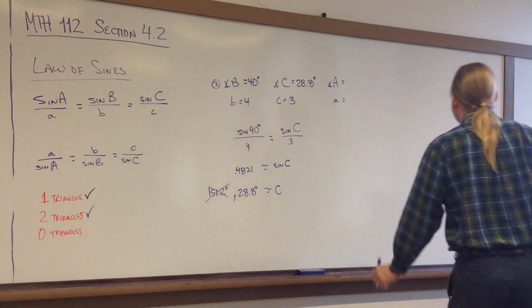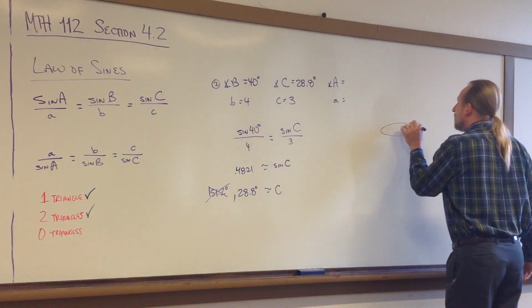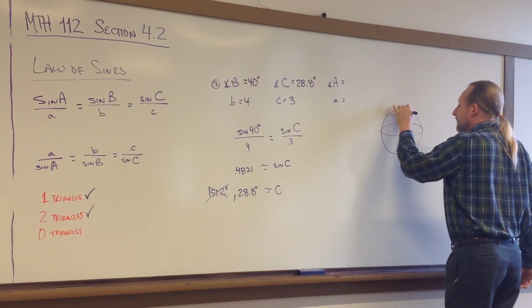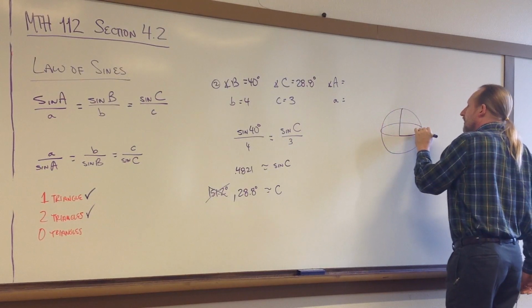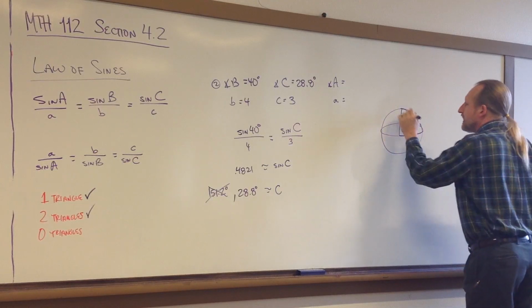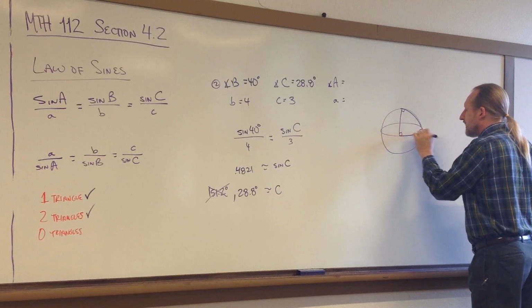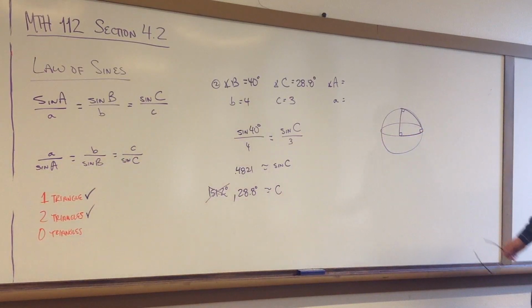Because on a sphere, a triangle can have more than 180 degrees. If you think about it, on a sphere, this is a right angle, this is a right angle, and this is a right angle. That triangle has 270 degrees in it, okay?